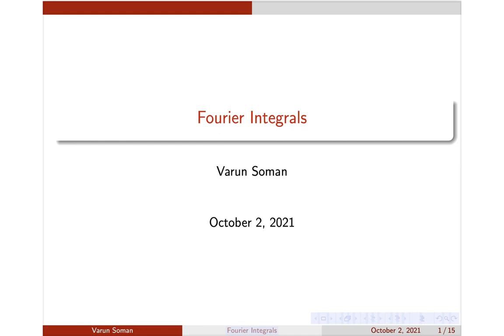The only type of questions which will be coming from this section is you have to expand a function as a Fourier integral, as a Fourier sine integral, cosine integral, or you have to find the Fourier transform. So these are the basic problems which will be coming from this section. The application oriented problems, like in the case of Laplace transforms, will not be asked from this section.